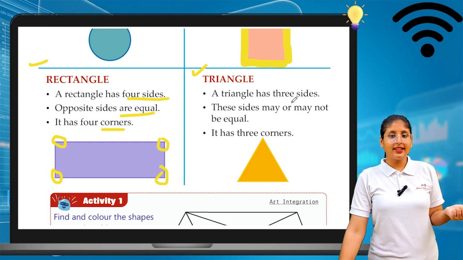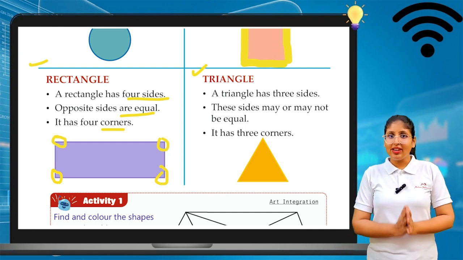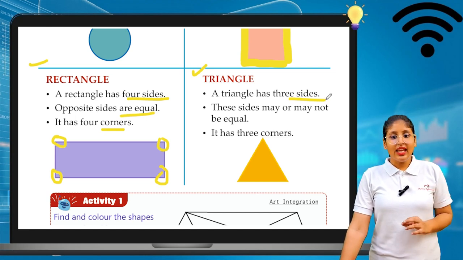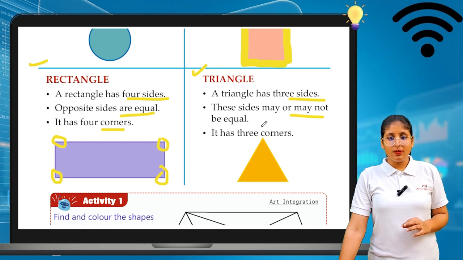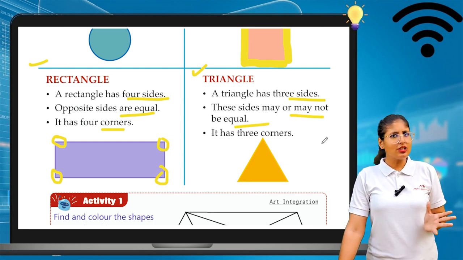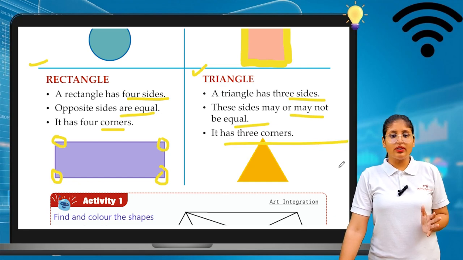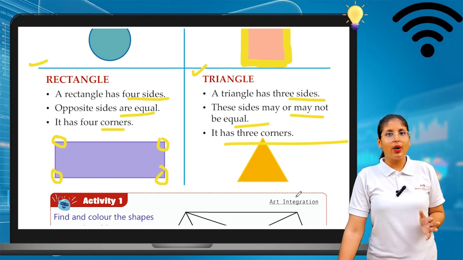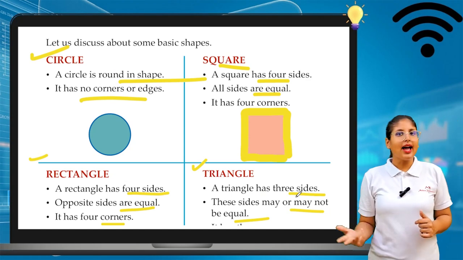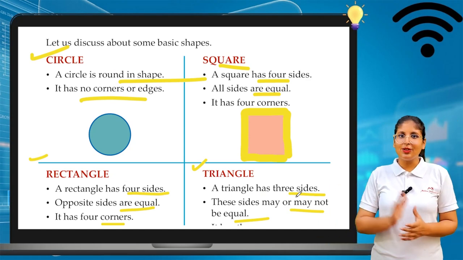Next is triangle. A triangle has 3 sides. So how many sides are there? 3. These sides may or may not be equal. They have 3 corners. Okay, so I am hoping the circle, square, rectangle, and triangle shapes are clear to you.